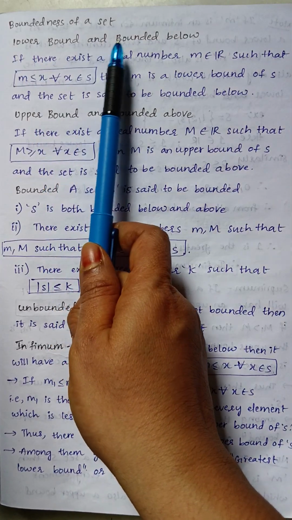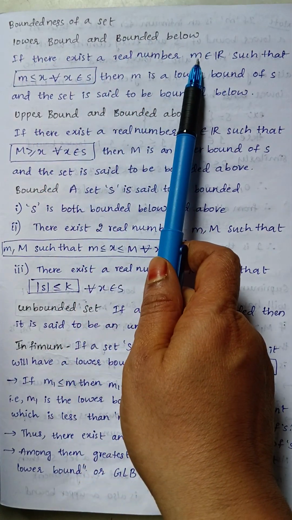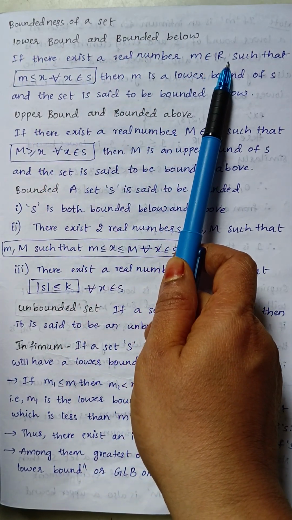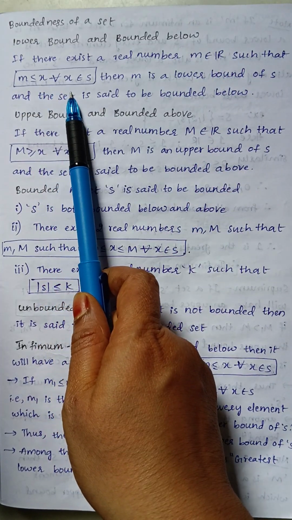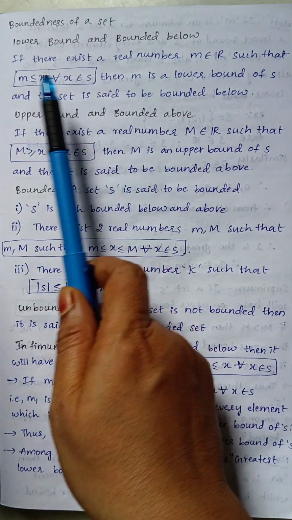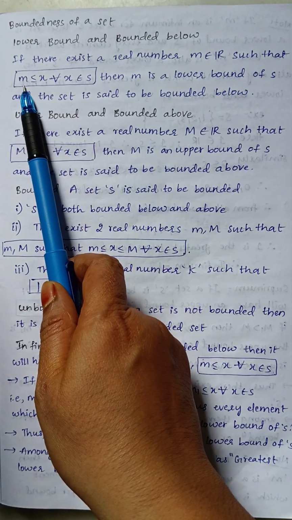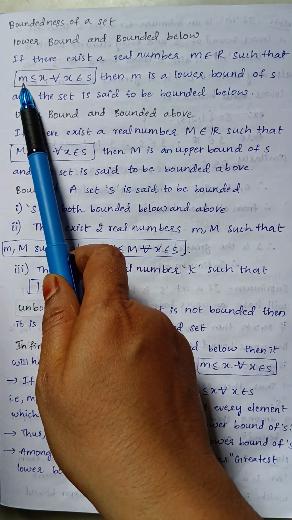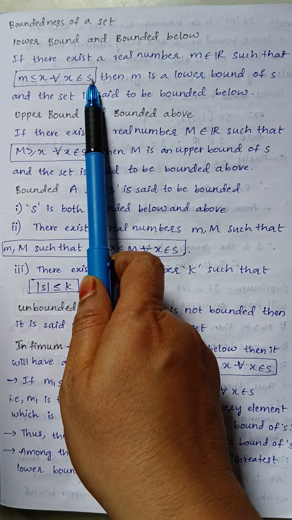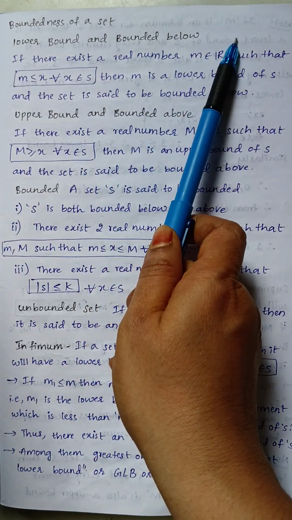See, lower bound and bounded below. Take any real number, suppose m belongs to real numbers, then m is less than or equal to x for all x belonging to S. When you are taking any set, if this m is less than or equal to every element in the given set, then we can say it is a lower bound and this set is said to be a bounded below set.